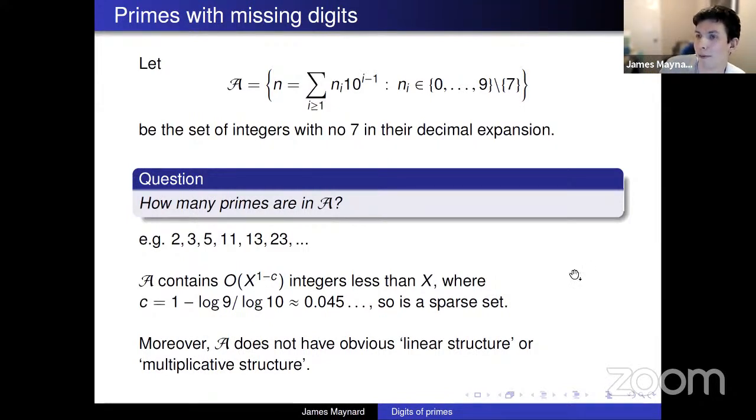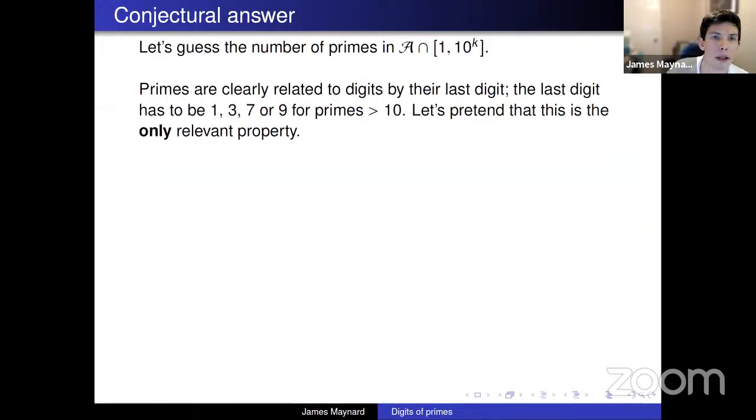But either way, I want to count the number of primes which have no 7s in their decimal expansion. I feel that this is a natural enough question, even if it has a fairly recreational feel to it. But before we get into thinking about any of the details, maybe we should guess how many primes would there be, maybe with k digits, that have no 7s in their decimal expansion.